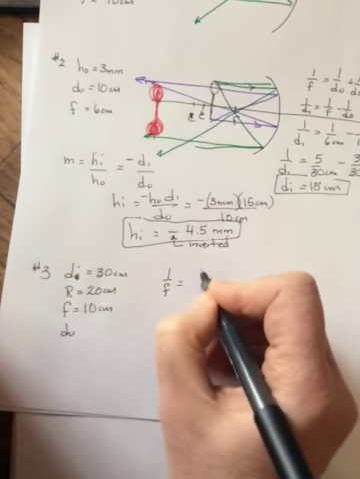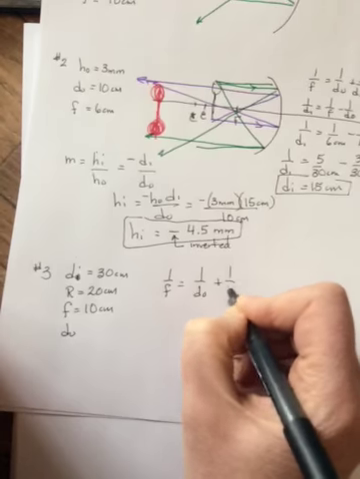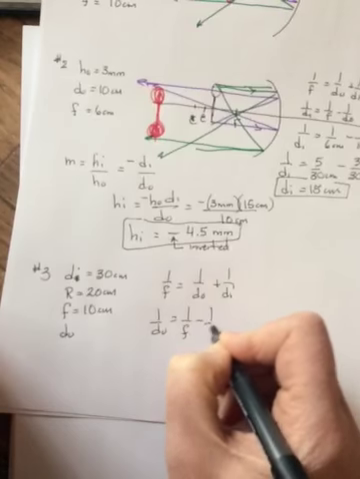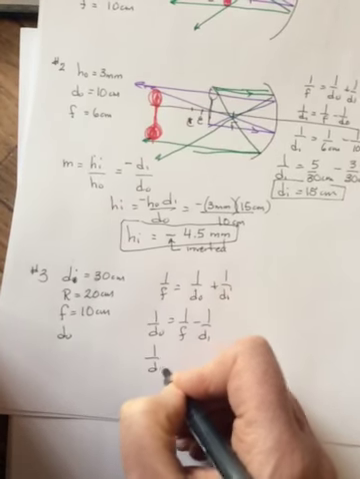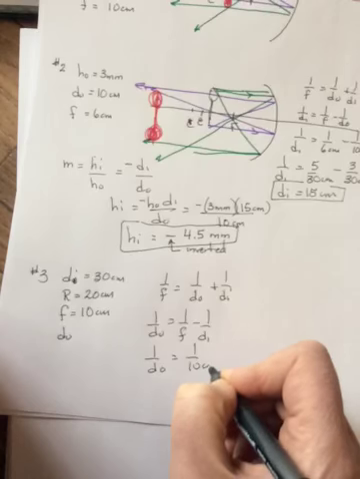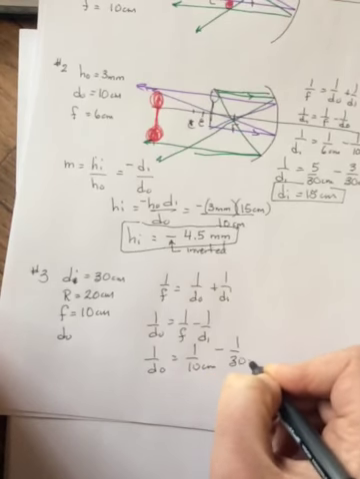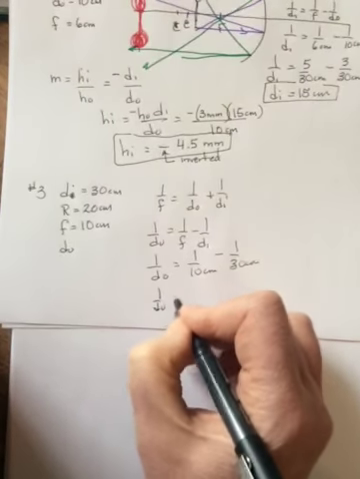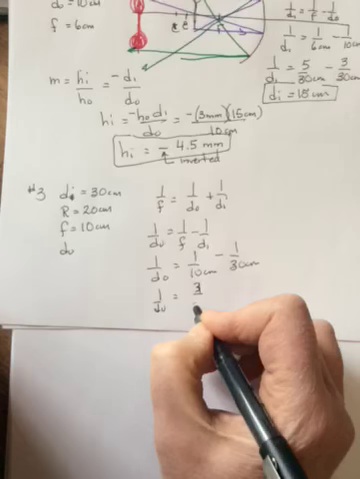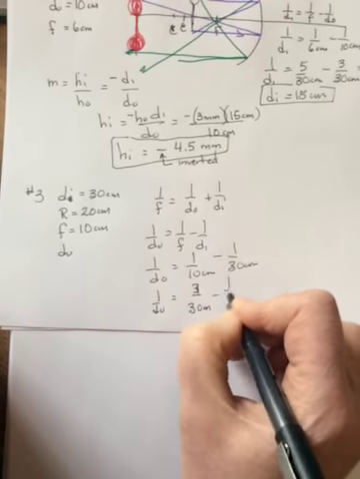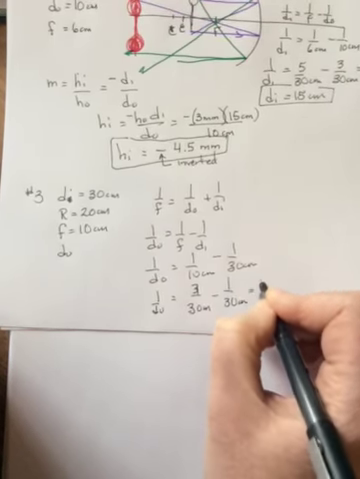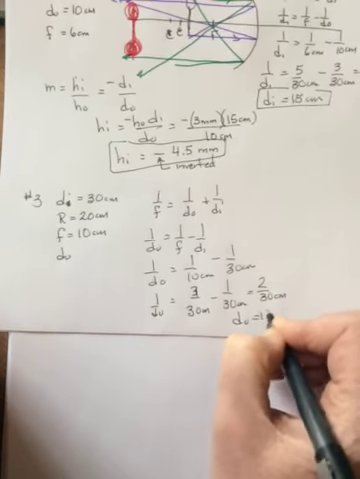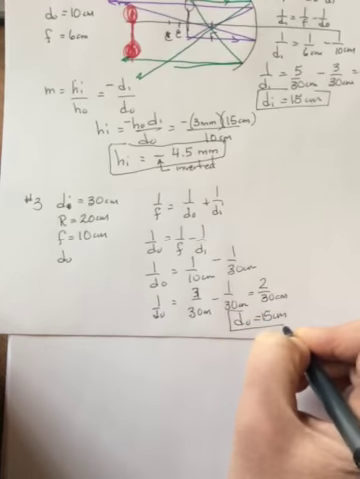So 1 over F is equal to 1 over DO plus 1 over DI. So 1 over DO is equal to 1 over F minus 1 over DI. So 1 over DO is equal to 1 over 10 minus 1 over 30. Common denominator, 30. So 1 over DO is equal to 3 over 30 minus 1 over 30, which is about 2 over 30, or 1 over 15. So DO is equal to 15 centimeters.